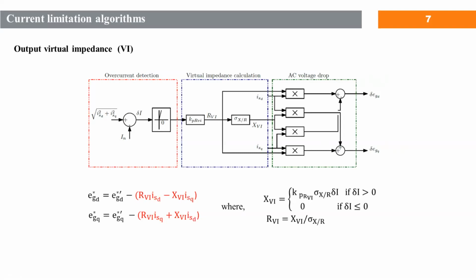This virtual impedance is calculated through two parameters, which are kPRV and sigma x divided by R. Those values are determined under the worst case, which is the three-phase bolted fault at PCC level. The parameter sigma x divided by R is usually chosen between 5 and 10, in order to keep the total output impedance of the converter X always higher than R, and then to keep the PF characteristic of the droop control. In this presentation, we will take sigma X divided by R equal to 5.